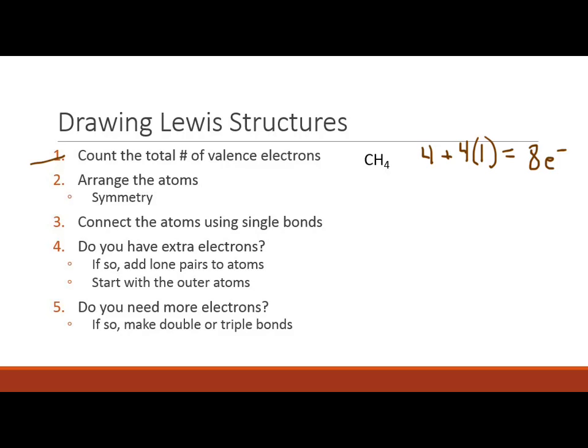Step 2, I need to arrange the atoms and try to make these in a nice symmetrical fashion. Now, what do I mean by that? I don't want something like this with a carbon and then a hydrogen to the right of it, and then another hydrogen, and then maybe a hydrogen down here, and then maybe one kind of branching off over here. It doesn't look nice and symmetrical. And nature loves symmetry.